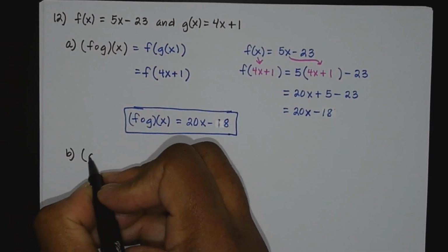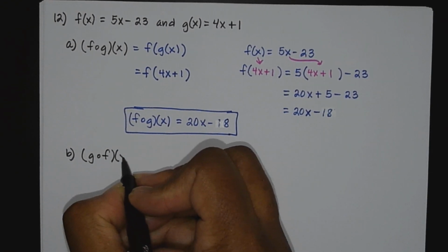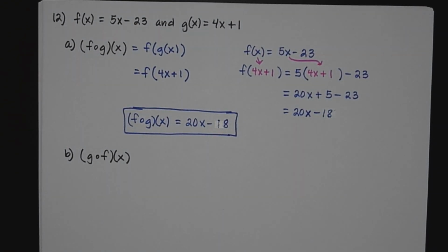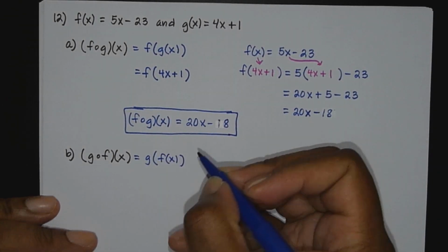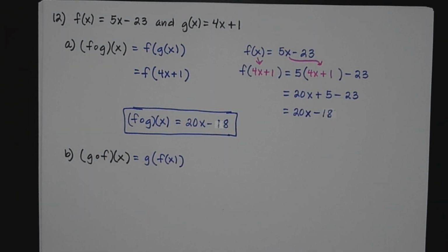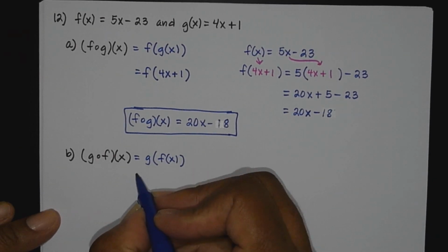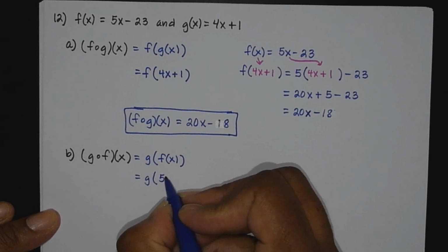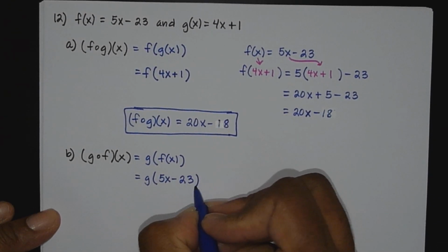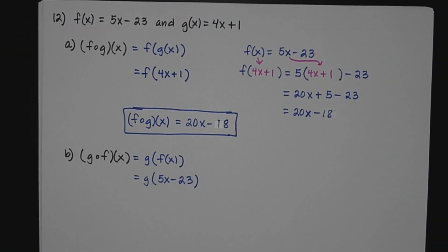Now part B is the composition of g with f of x, which means g of f of x. And now my inside function is f of x. The g of x is my outside function. So f of x is 5x minus 23. So I'll replace the f of x with that 5x minus 23. So I'm going to find out what g of 5x minus 23 is.